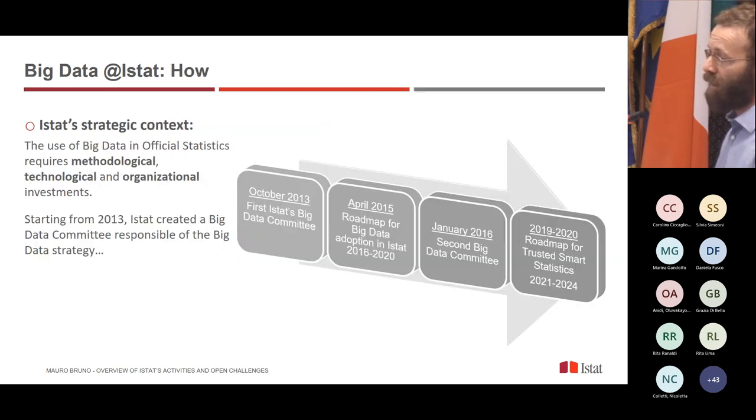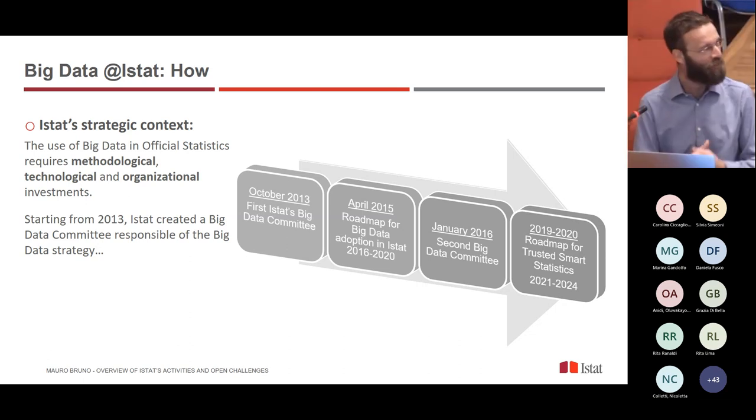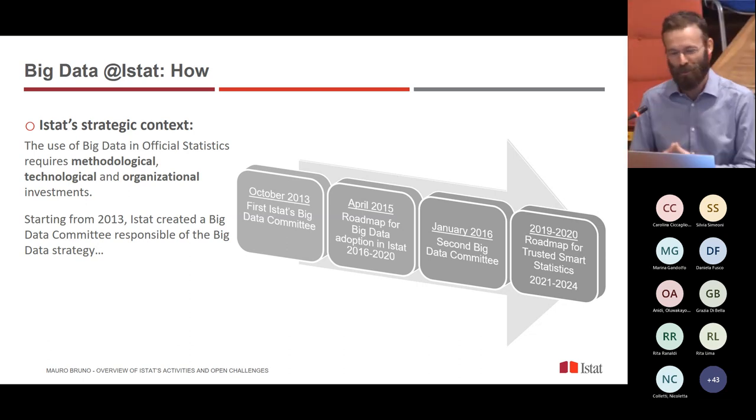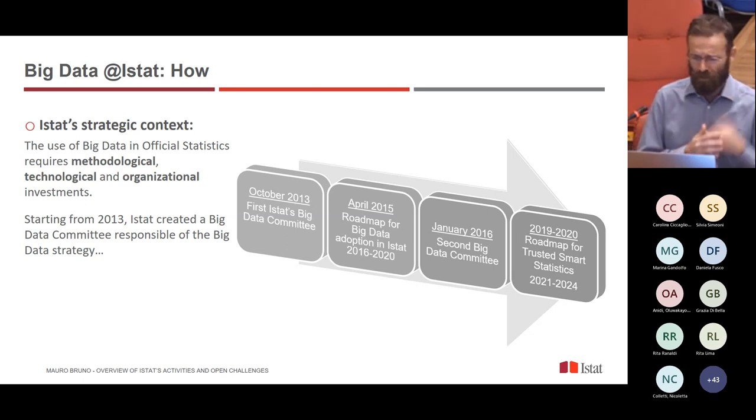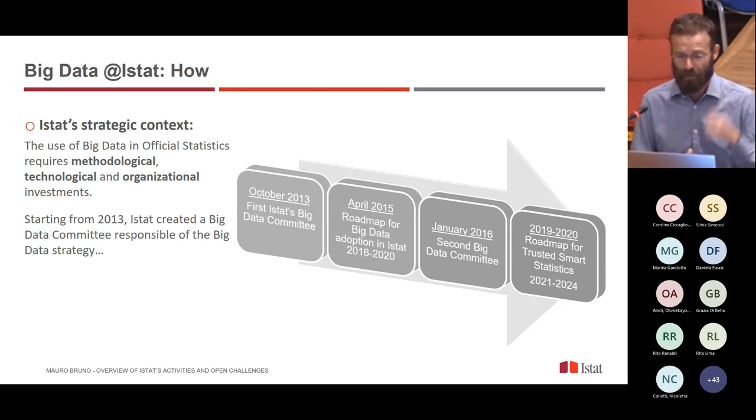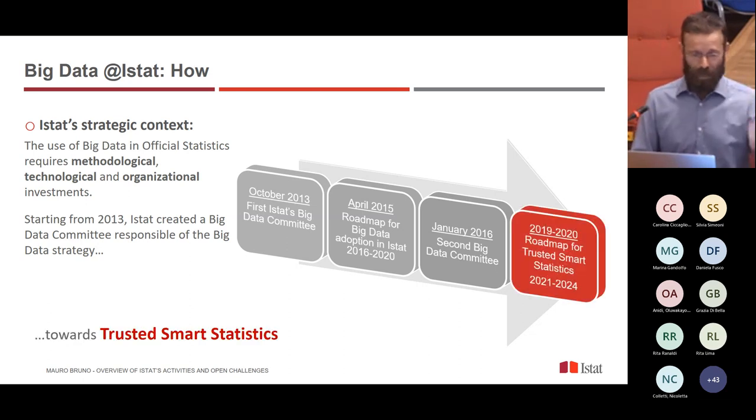So how official statistics has to react to a world that is changing so fast. I cannot give an overview of what's happening out there, but I can say what's going on in Istat. We started back in 2013 with the first big data committee. Then we had in 2015 the first roadmap for big data adoption at Istat. Then we had the second committee. I have to be fast.